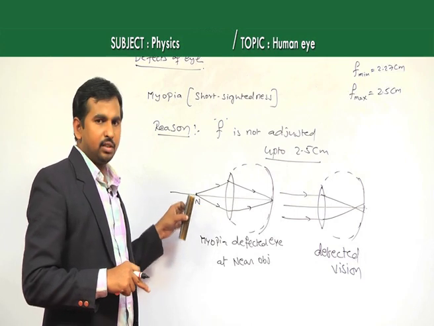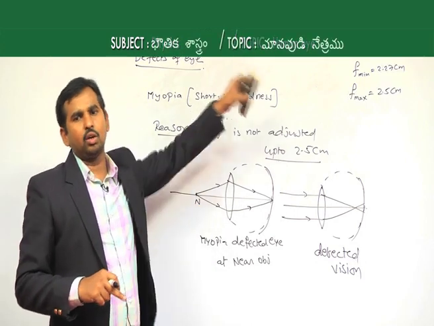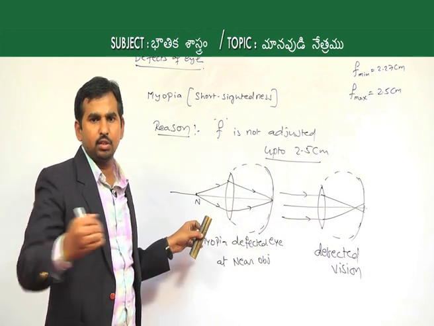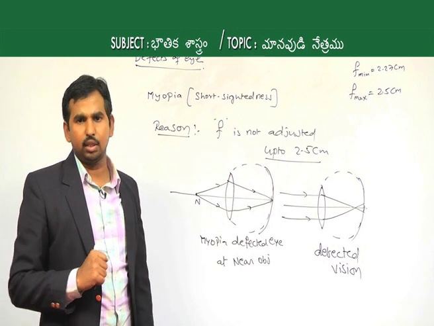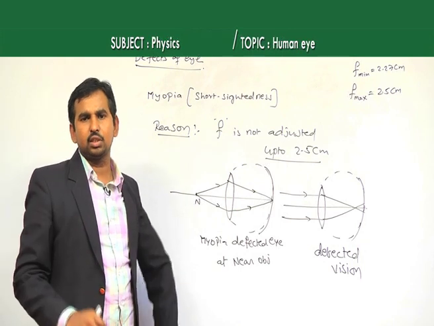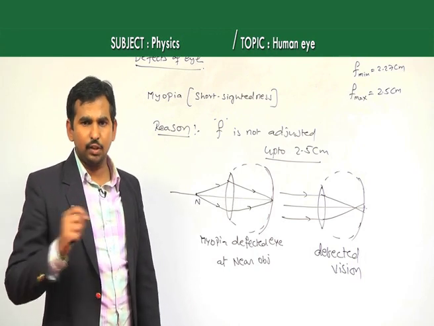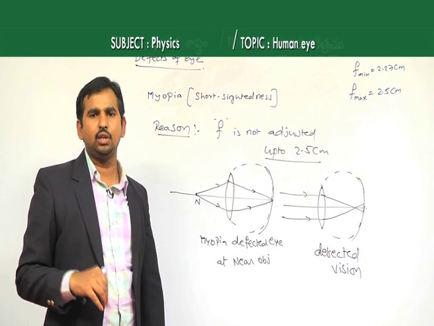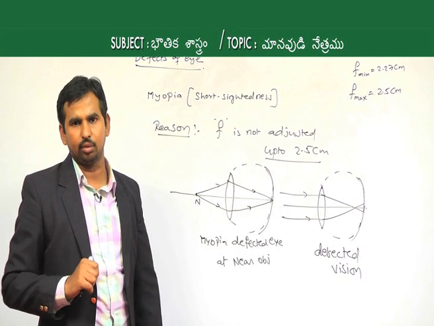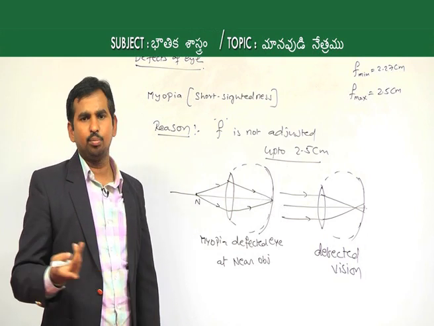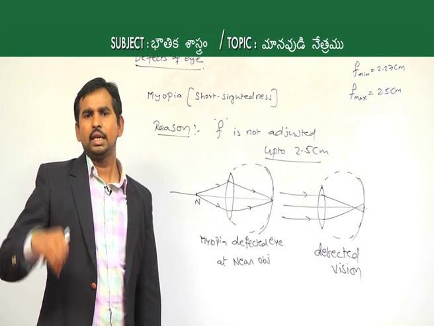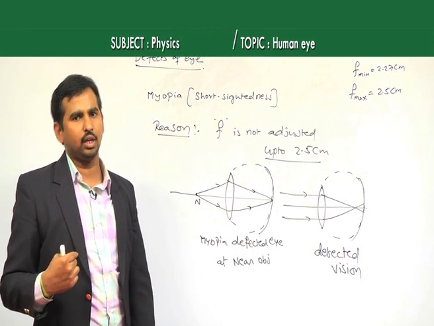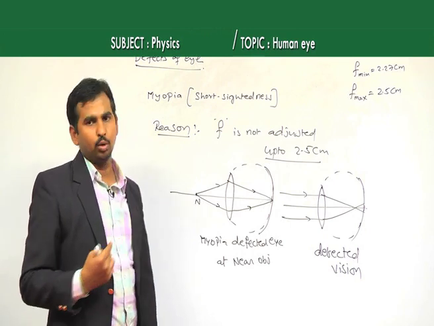Our problem is we can see the near distance clearly, but not the far distance. Means for near distance we do not have any problem. So which means minimum distance we can see very clearly. So for that near distance we should have a limit. Here the maximum distance that a myopia defected eye can see very clearly is our far point. Instead of infinity, we are having some finite value. That is the problem with this myopia.